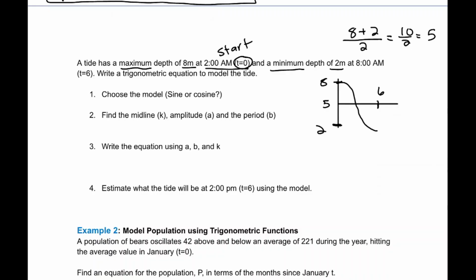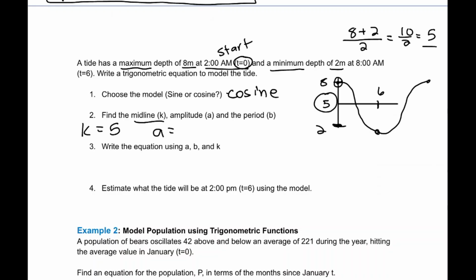So again, they told me it's going to start at 8 at 0, and it's going to go down to the minimum of 2 at time of 6. If I want to finish my graph, I know this is a cosine graph. It's starting at the maximum. To find the midline, I already found the middle by finding the average. So K is going to be 5.